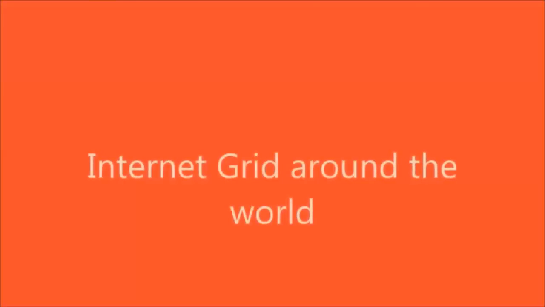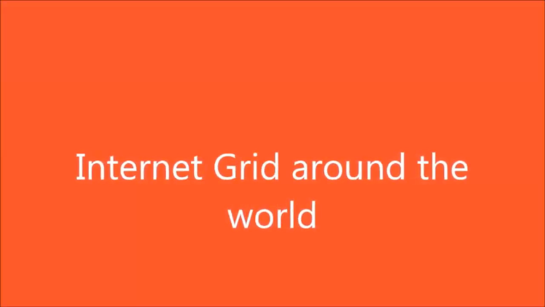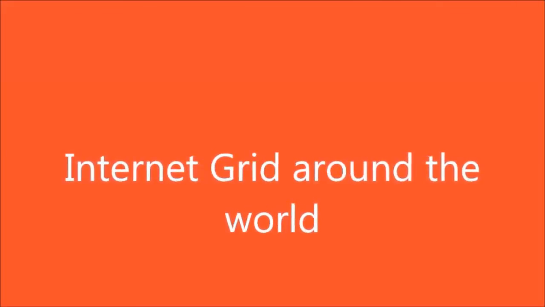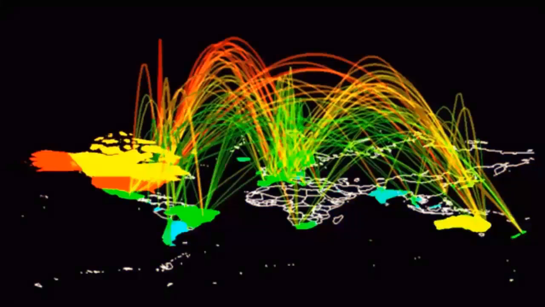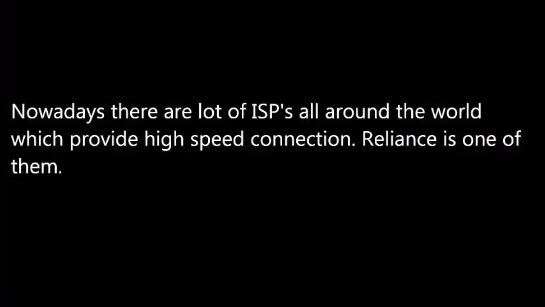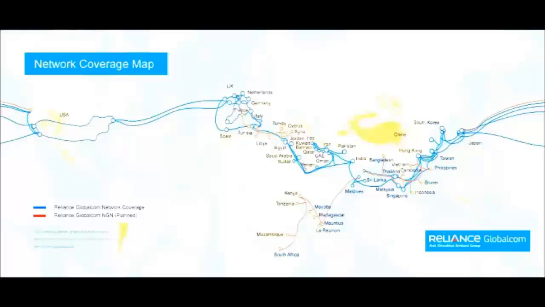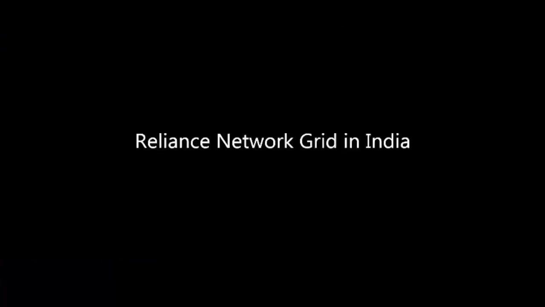In this era of development, we are wholly dependent on the use of the internet. Hence, the internet grid has covered almost all of the earth as shown in the following pictures. To meet the increasing demand of internet connection, a lot of ISPs, that is internet service providers, all around the world are providing high-speed internet connection. Reliance is one of them. Reliance is a globally established communication company. Its global network grid is as shown in the following picture. Reliance network grid in India is as shown in the following picture.